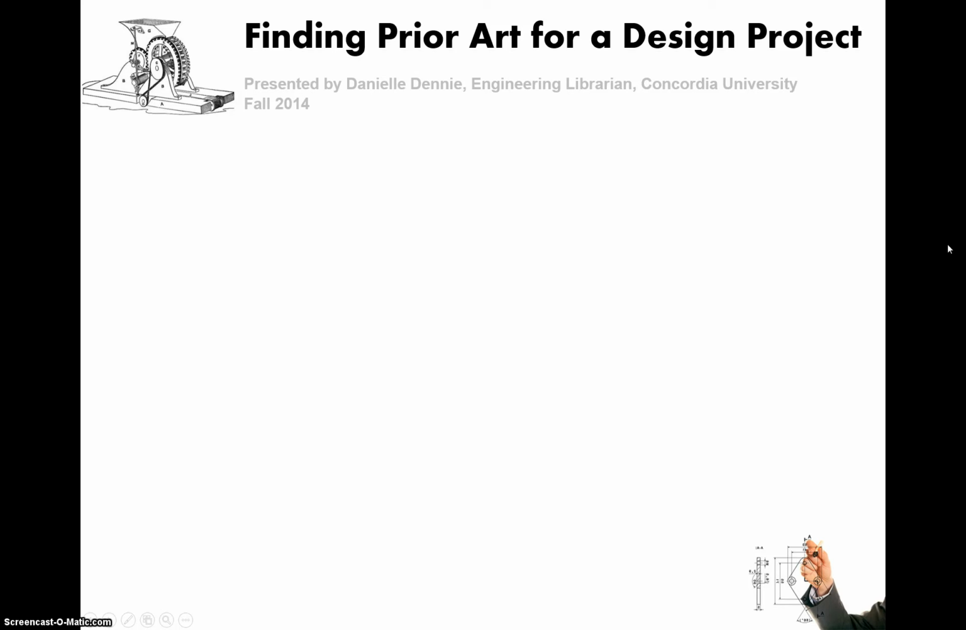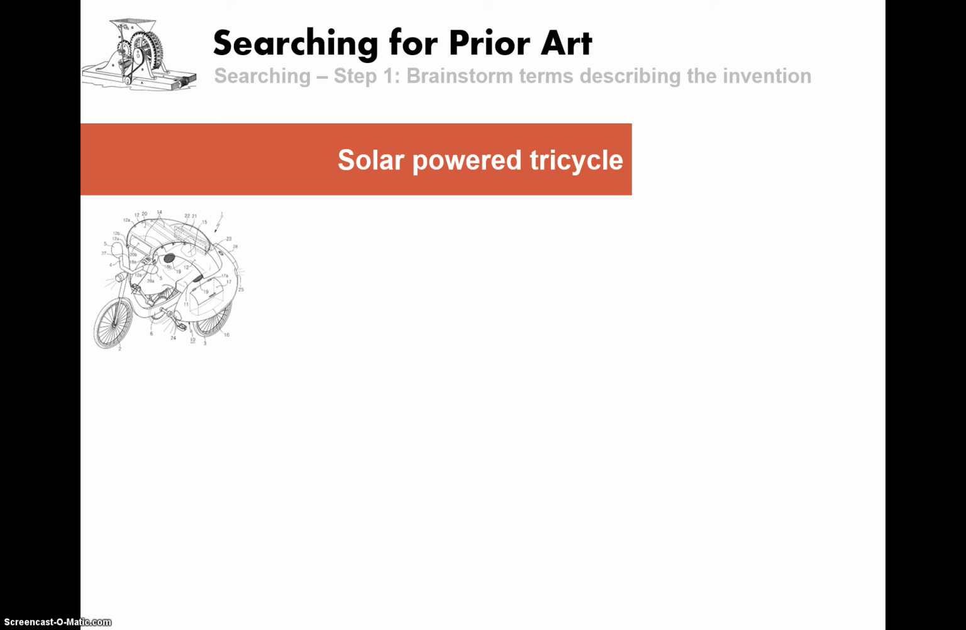The method used to search for prior art can be broken down into a series of steps. The first step in this process is a brainstorming of keywords or terms that describe the invention. These terms will then be used to search for prior art. There are many ways to brainstorm keywords that describe the invention.